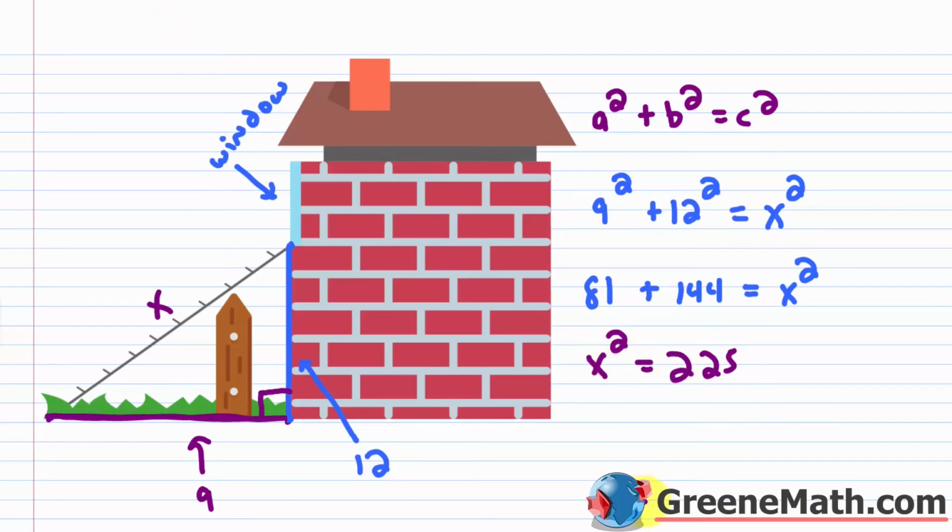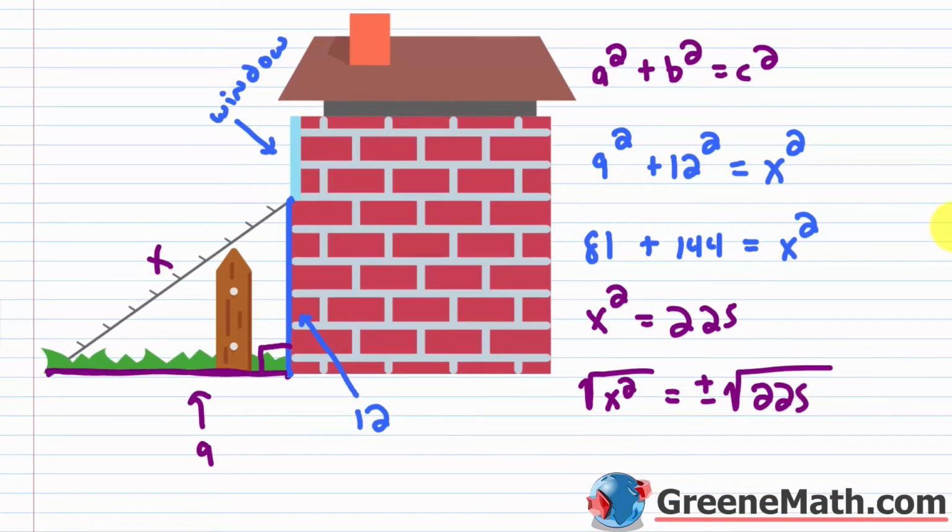We can solve this with our square root property. We know that x would be 15 or negative 15. Take the square root of each side. The square root of this side is equal to plus or minus the square root of this side. Let me scroll down to get a little bit of room. And we can say that x is equal to plus or minus 15.